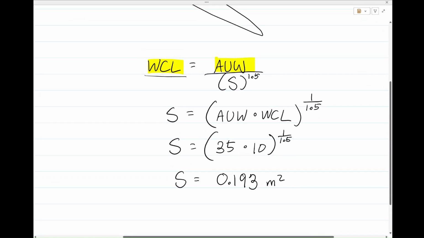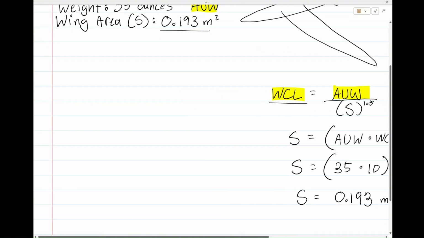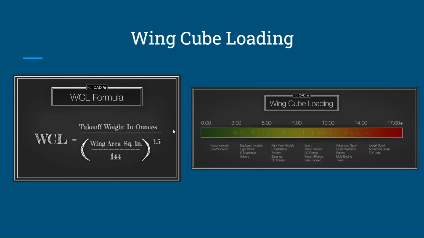Usually, wing area is not a restriction you have to worry about. Maybe wingspan is a restriction you have to worry about, and many other things. But there you are. Let's go ahead and continue. We've spent plenty of time on wing cube loading.